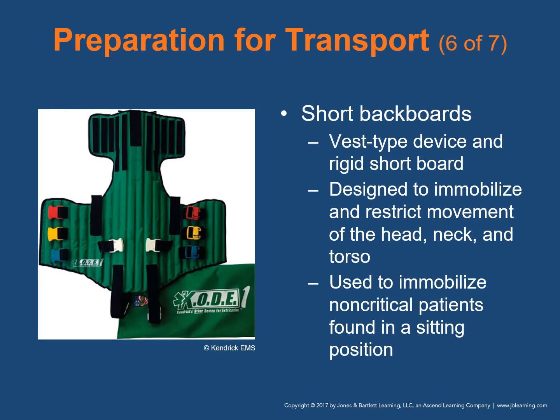Now let's talk about short backboards. We mentioned them briefly earlier. The most common short backboards are the vest-type device and the rigid shortboard. These devices are designed to immobilize and restrict movement of the head, neck, and torso. They're used to immobilize non-critical patients who are found in a sitting position and have possible spinal injuries.